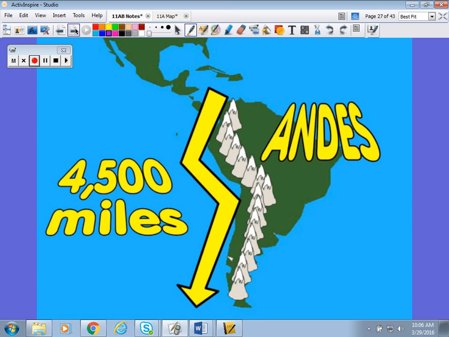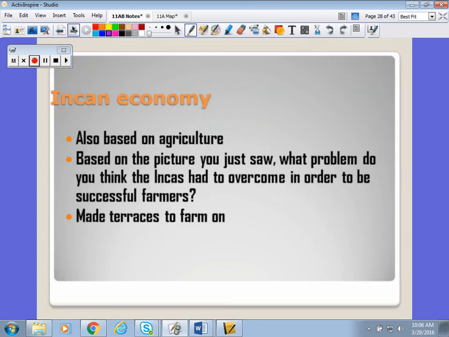So it's not possible for the emperor sitting right here in the middle of the empire to get news from up here in Colombia and then send it back. So he has regional governors in each of these areas that he has to trust. And that is how the Incan Empire is able to work. They have a large bureaucracy.